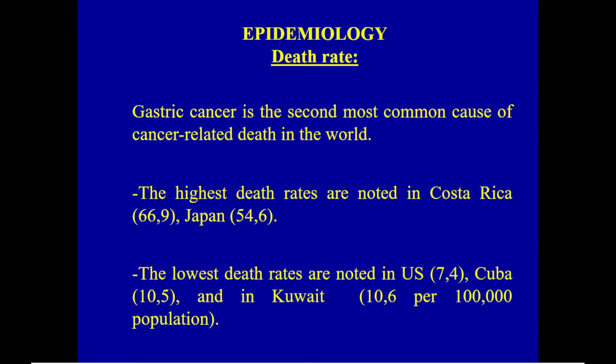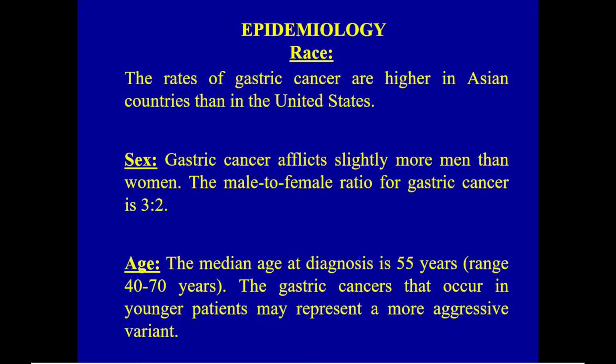Epidemiology, death rate. Gastric cancer is the second most common cause of cancer-related death in the world. The highest death rates are noted in Costa Rica, 67%, and Japan, 54.6%. The lowest death rates are noted in the USA, Cuba, and Kuwait. The rates of gastric cancer are higher in Asian countries than in the United States.